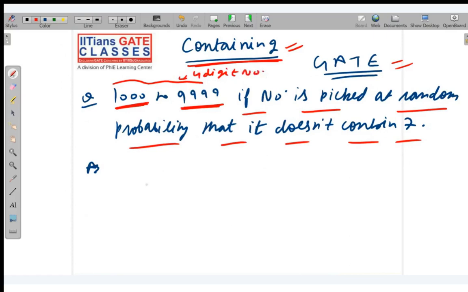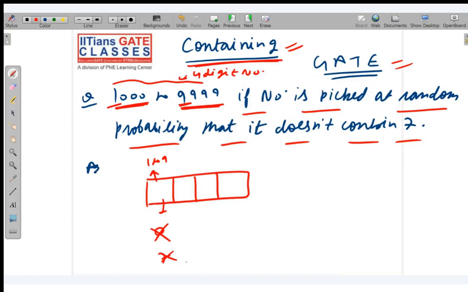Okay, so what should be the scenario? So I will make 4 boxes. So at the first place, obviously 0 is not allowed. Why? Because number is starting with 1 now. So 1 to 9, I can have possibility 1 to 9. At first place 1 to 9 possibility. Okay, and picked at random, probability that it does not contain 7. So 7 is not allowed here. So obviously how many possibilities are left? 8 possibilities are left here.